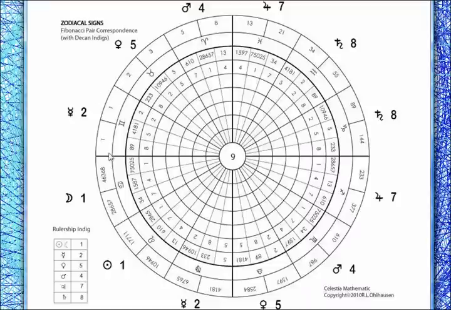Why did Russell Olhausen, when he discovered this idea, start at 0 Cancer and go backwards? Why didn't he pick some other point? Why didn't he go forwards? The reason is very simple. The reason is because it works.